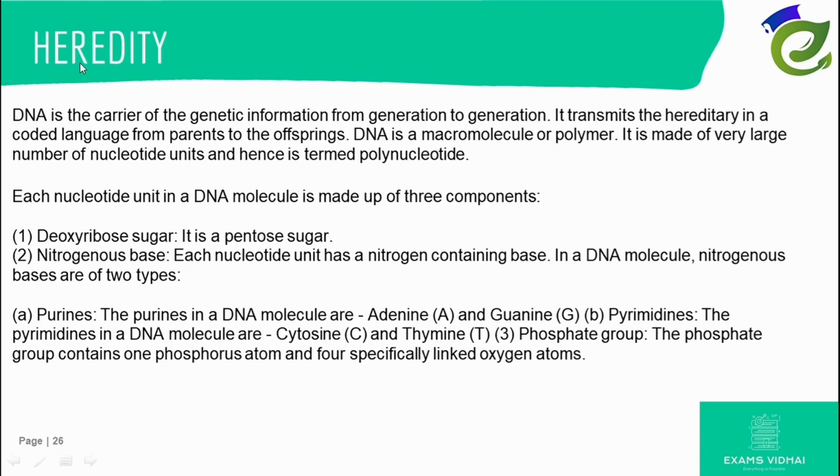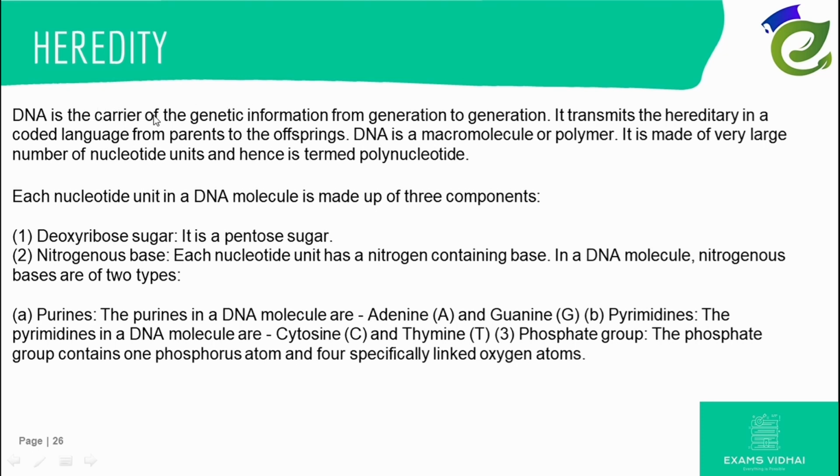The next is about DNA. DNA is a carrier of genetic information from generation to generation. It transmits the hereditary information in a coded language from parents to offspring. DNA is a macromolecule or polymer. It is made of a very large number of nucleotide units, and hence it is termed a polynucleotide. So it is nothing but the carrier of the genetic information from generation to generation.